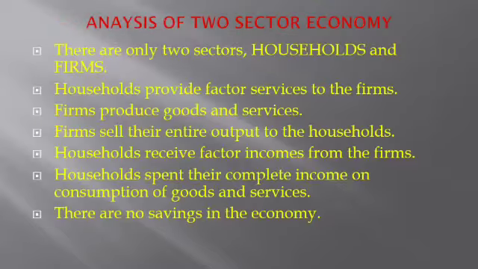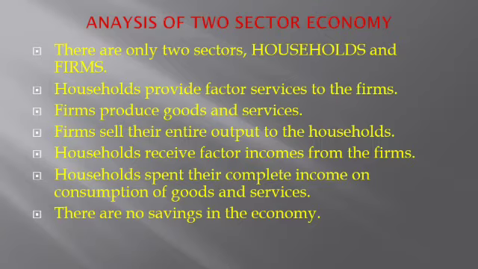Now let us analyze the two-sector economy. The assumptions here in a two-sector economy are, first thing, there are only two sectors. We can see there are only two sectors here: one is households, the other is firms. Because you see, there is a three-sector economy, a four-sector economy, and a two-sector economy with financial market.